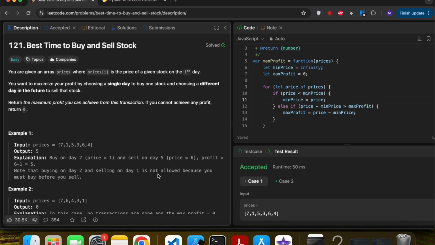Hello, let's discuss this problem, best time to buy and sell stock. And this problem is all about calculating the maximum profit you can achieve.